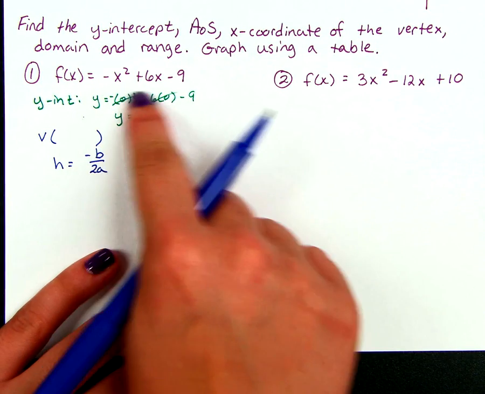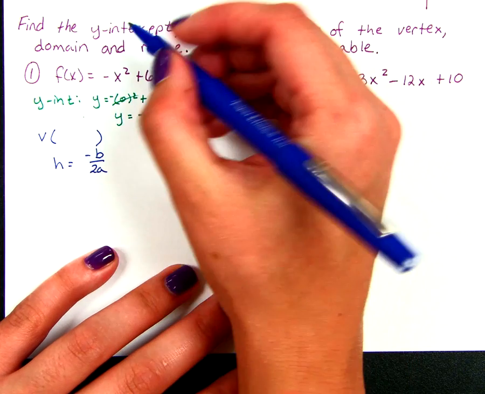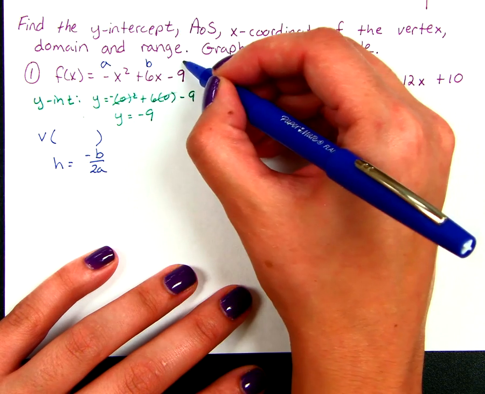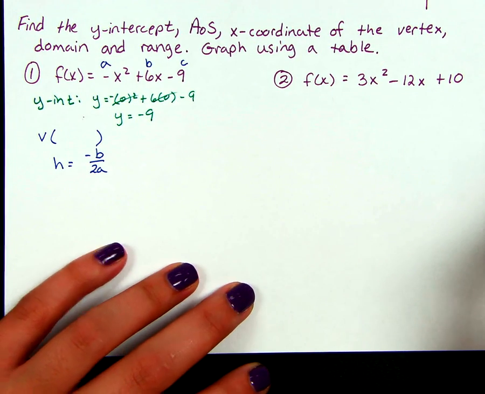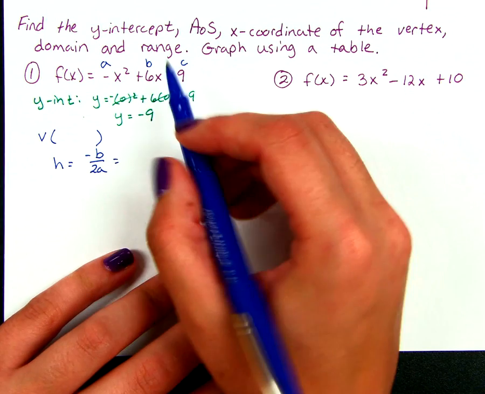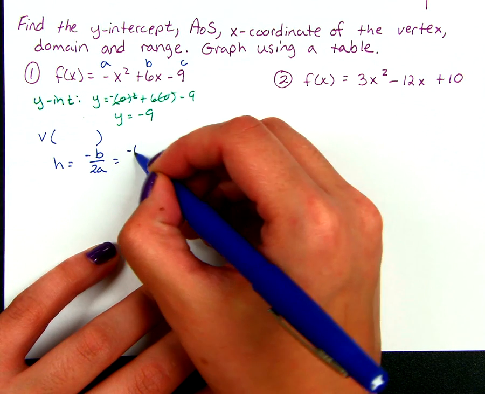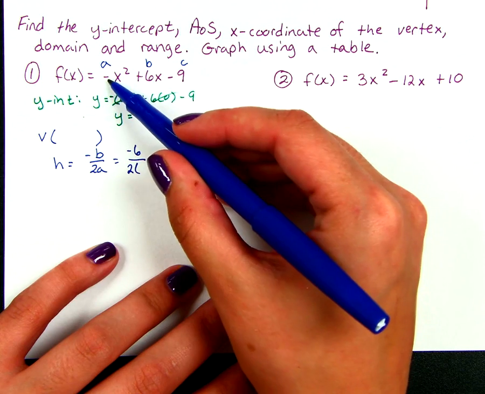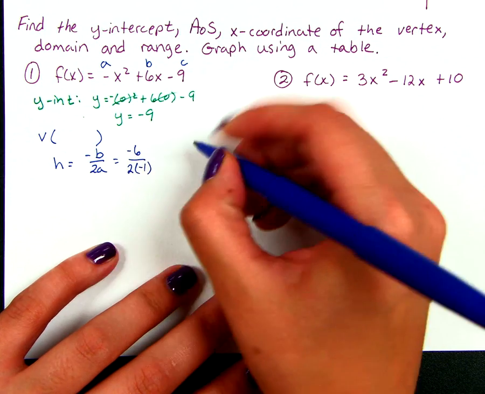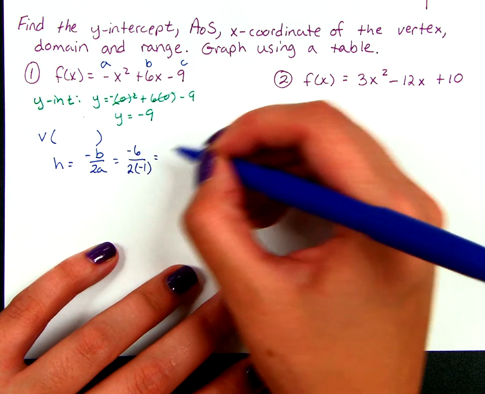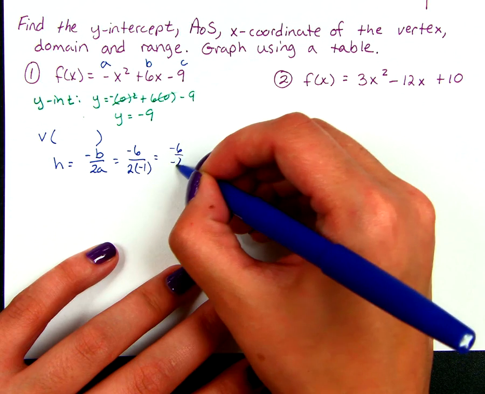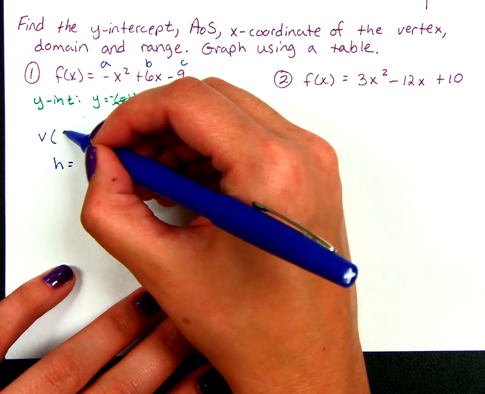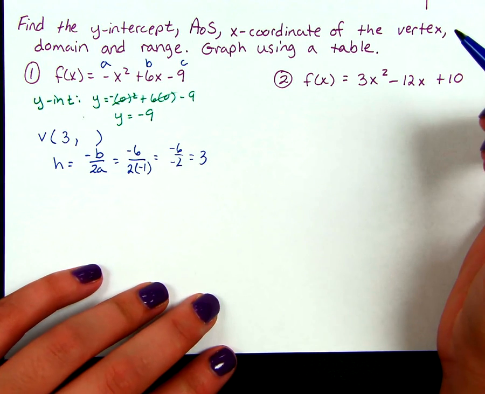So when I'm looking at this, this is my standard form equation. The number in front of the squared term is always a, the number in front of x is b, and our constant is c. So we're going to take the opposite of the middle term, so negative 6, divided by 2 times whatever the a value is. So a is negative 1, and then we're going to simplify. This is negative 6 divided by negative 2, which will be positive 3. So that's the h value of our vertex.